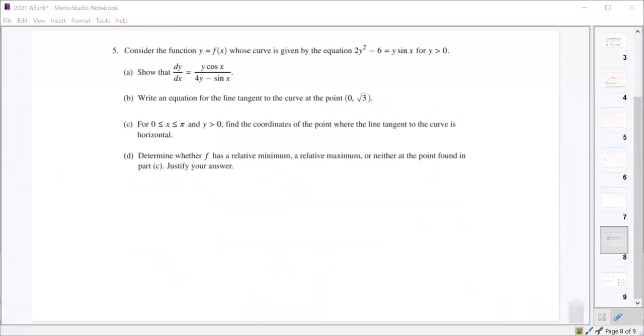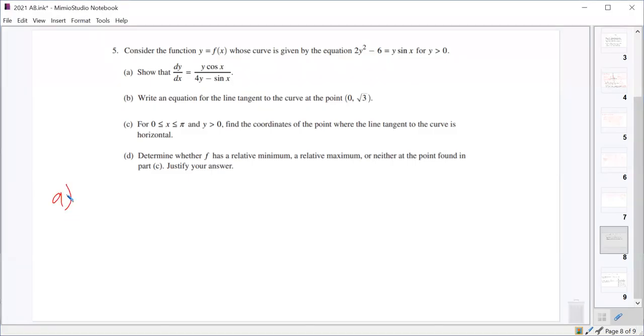Let us consider the function y equals f of x, whose curve is given by the equation 2y squared minus 6 equals y sine x for y greater than 0. Show that dy/dx is this. Okay, great. So all that is asking is, can you take a derivative implicitly? That's all it's asking you.